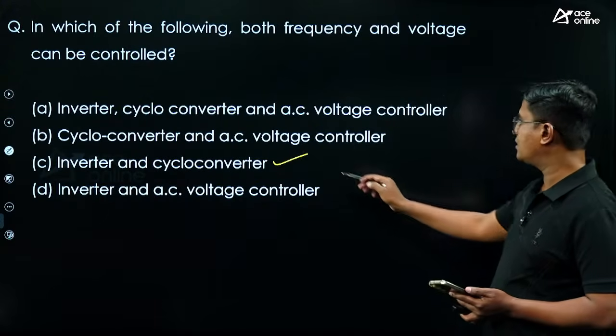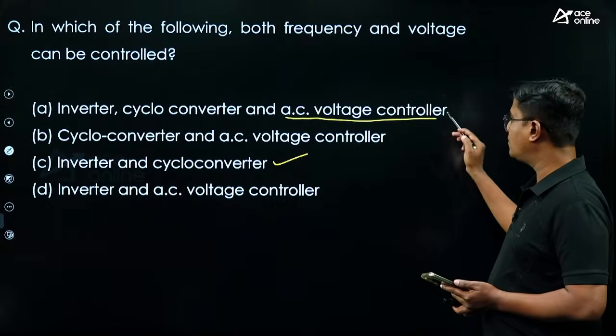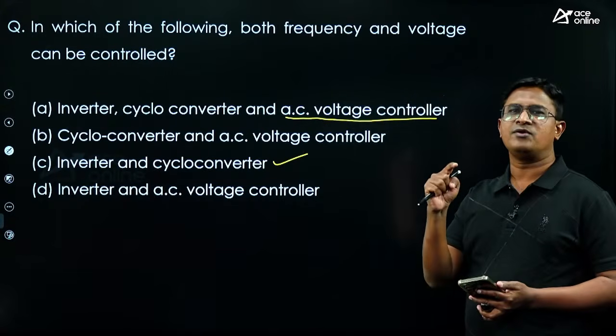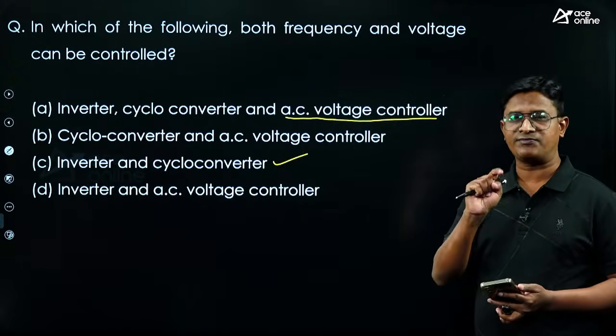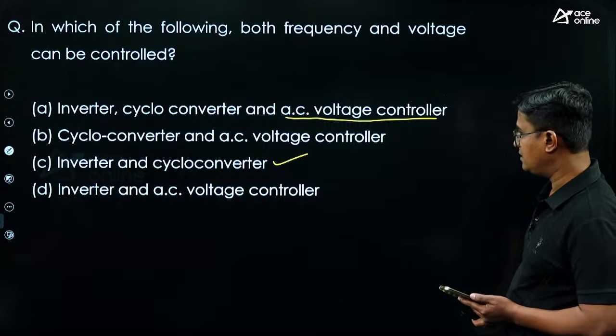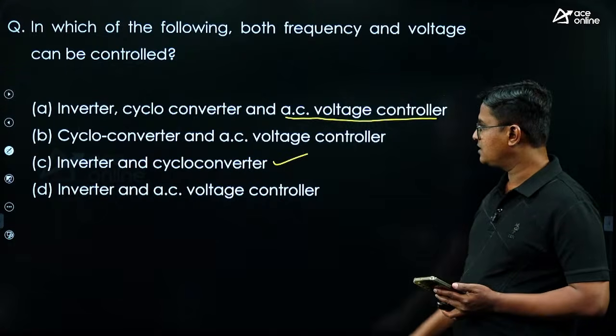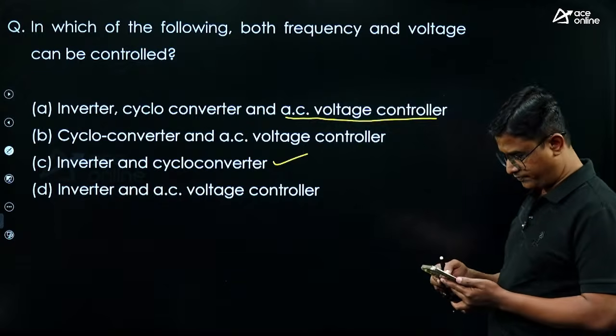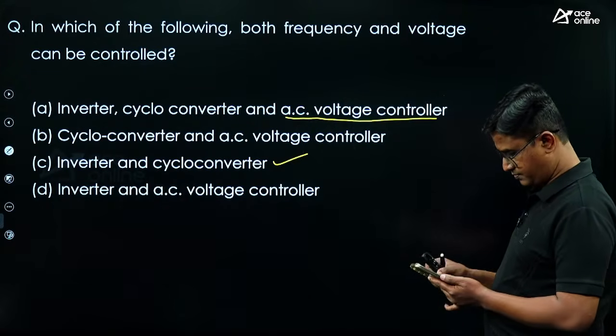What about the AC voltage controller? AC voltage controller will give output only in the form of variable voltage but constant frequency. Okay, right. So here the suitable answer is inverter and cycloconverter.